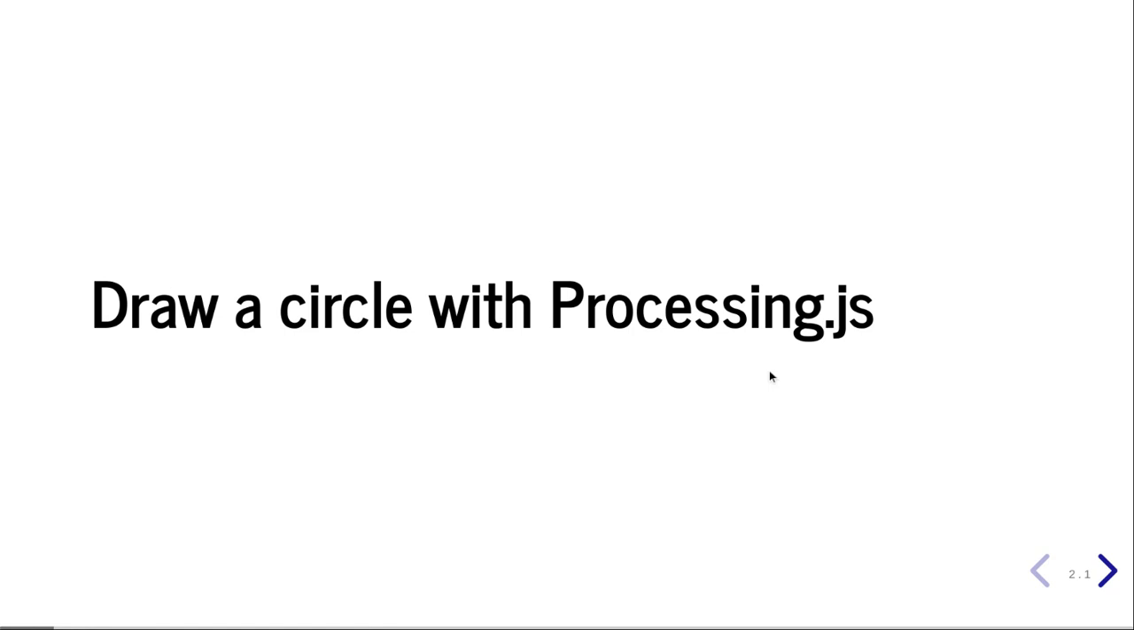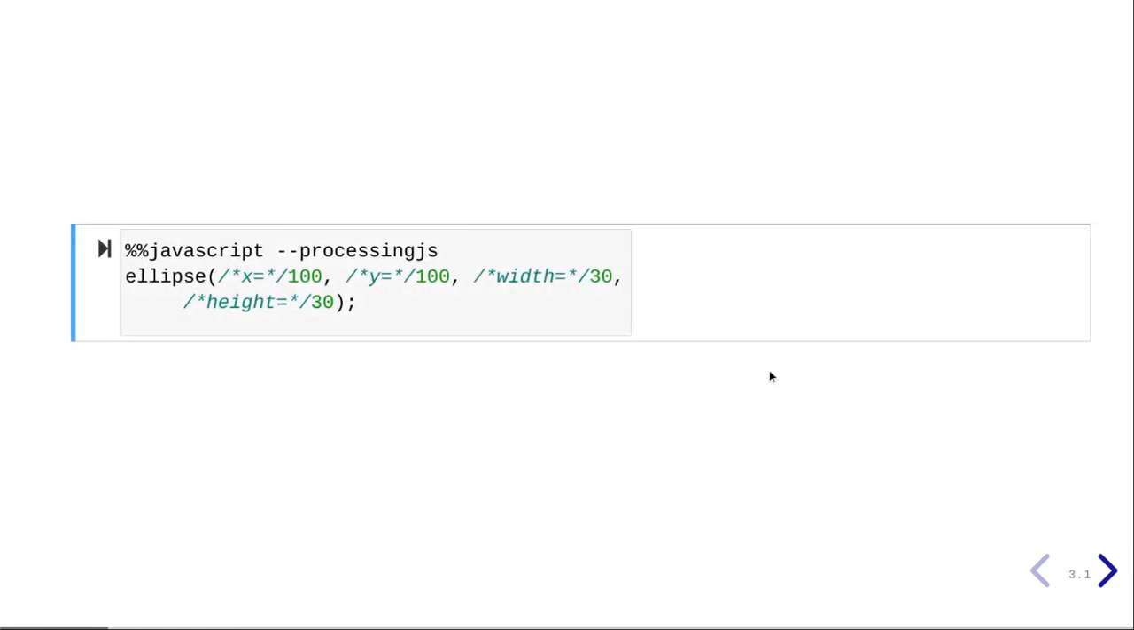First, let's have a very simple introduction to Processing.js. If you haven't known already, Processing.js is a very powerful JavaScript library that can be used to draw simple graphics. For example, we can easily draw a circle here using one function call. Let's run the code.